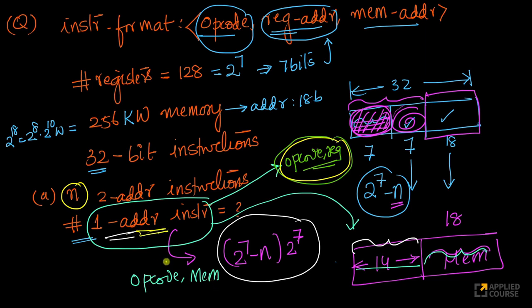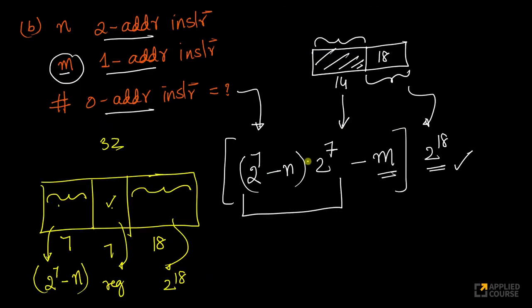my 1 address instructions, if they're opcode, comma, memory, then this answer is right. If my 1 address instructions are opcode, comma, register, that's also a 1 address instruction. If that's the case, how many possibilities do I have? These are the total number of 1 address instructions I can have.